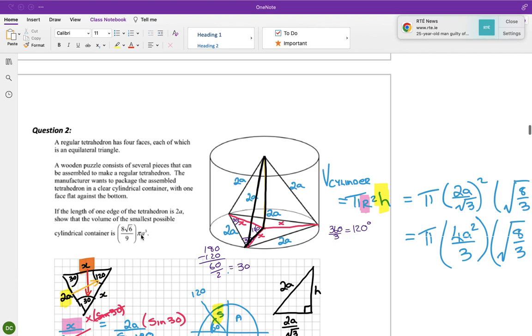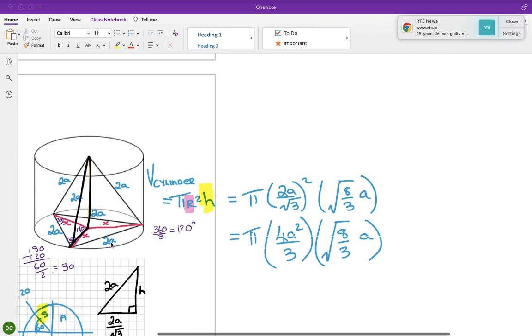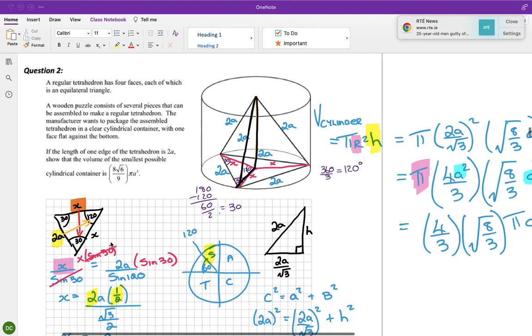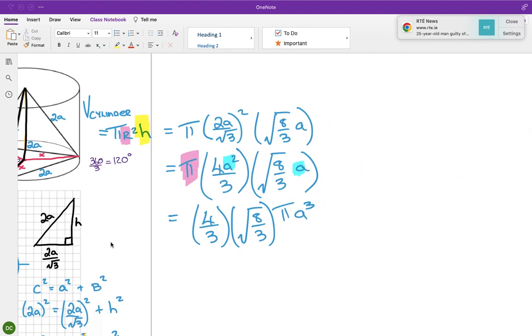Now, it has the pi and the a cubed at the end, and then just the numbers at the start. So I'm going to take these to the end and just bring the numbers together. So it's 4 over 3, and then the square root of 8 over 3, and then pi a cubed. I'm just going to type that into my calculator and see what happens. So 4 over 3 bracket square root of 8 over 3 close bracket. Oh no, close bracket. 8, that's right, 8 root 6 over 9. Perfect. And then pi a cubed.